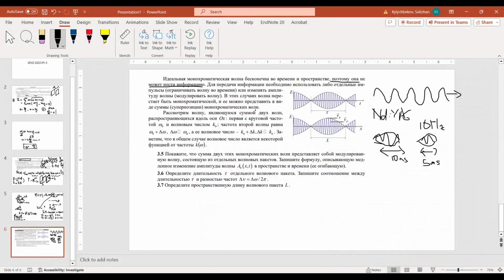Usually, you get an envelope by superposing some number of waves, or many waves. But in this case, it's a simplified model. We are just considering beats of two waves, U1 and U2.